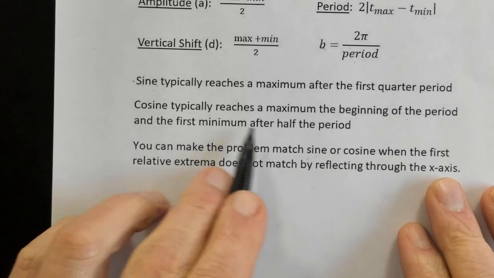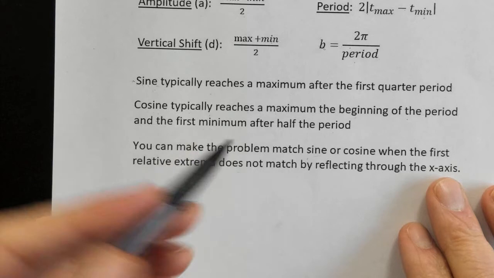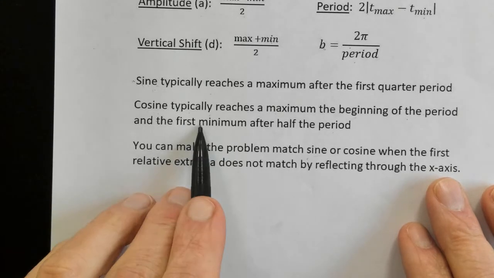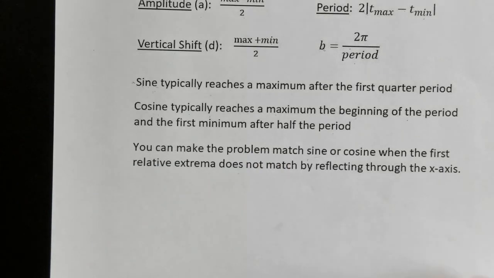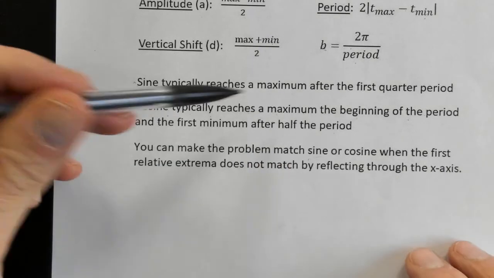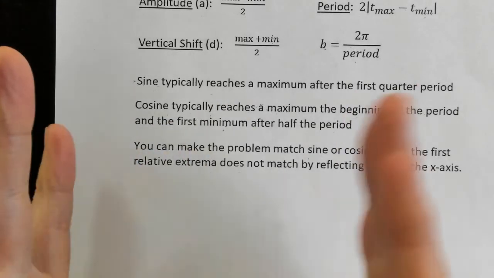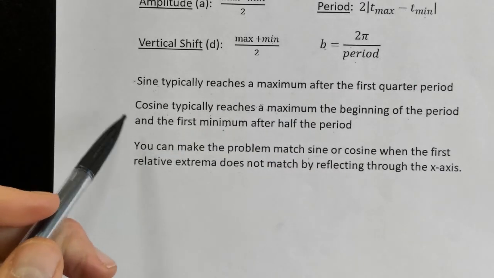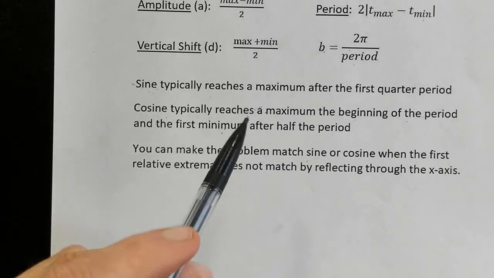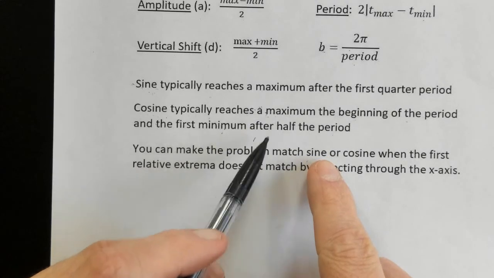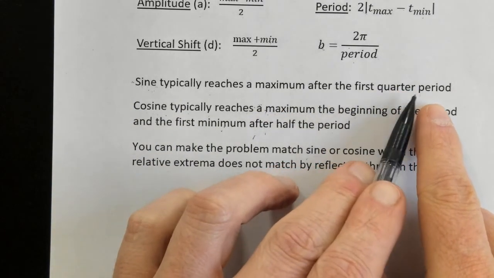And the first minimum comes after half the period. So if it's a minimum that we're trying to match up, we don't have to flip it. We just need to go to that half period and then maybe bring it back to where the minimum should be. So with cosine, the maximum and the minimum are all within half a period. There's really no need to flip it like you do with sine, because they're so close together. With sine, it reaches a maximum after the first quarter of a period.